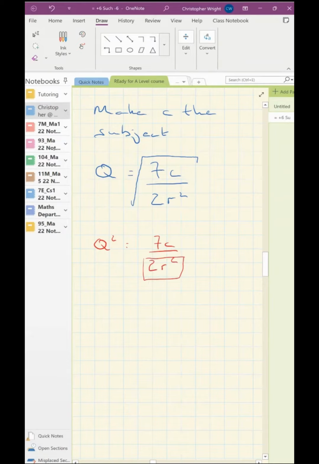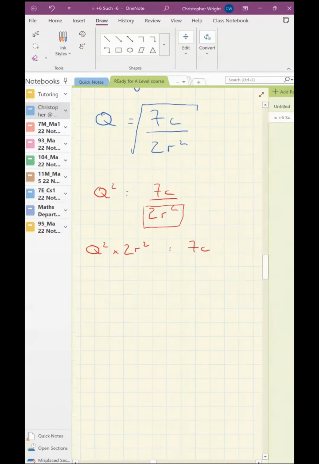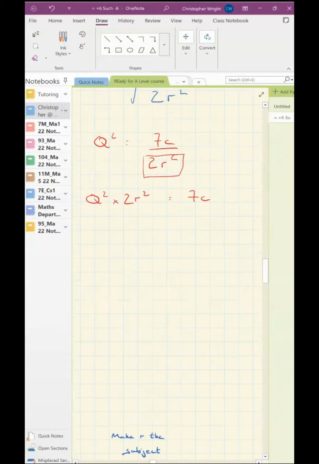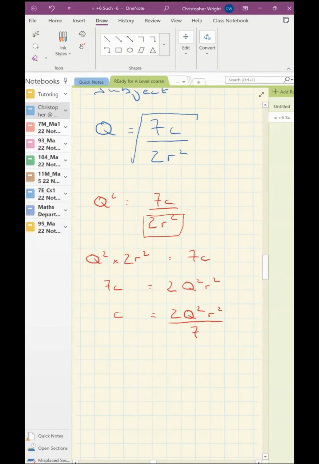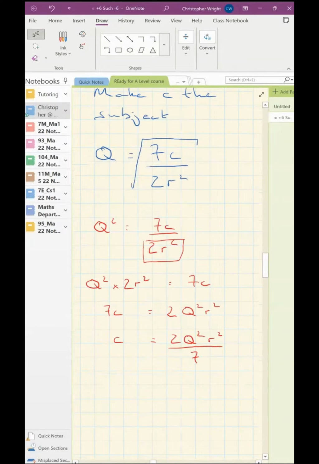is going to give me q squared times 2r squared here and 7c there. So I find it easier to write the 7c on this side, and let's tidy that up. It's much better to write 2q squared r squared like that. And now to make c the subject, I'm simply going to divide by 7. So I'm going to have 2r squared q squared over 7. And there we are. c is now the subject.